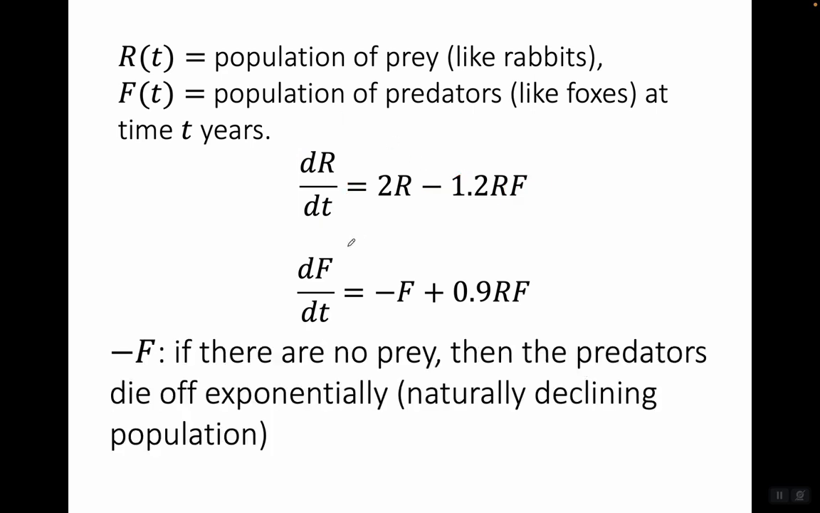Similarly, for dF/dt, if there are no prey, in other words, if R is 0, then this goes away. And so we're left with dF/dt equals negative F. Well, that's also exponential, but it's exponential decay. The predators die off exponentially, and we have a naturally declining population, because if there are no rabbits, the foxes just die.